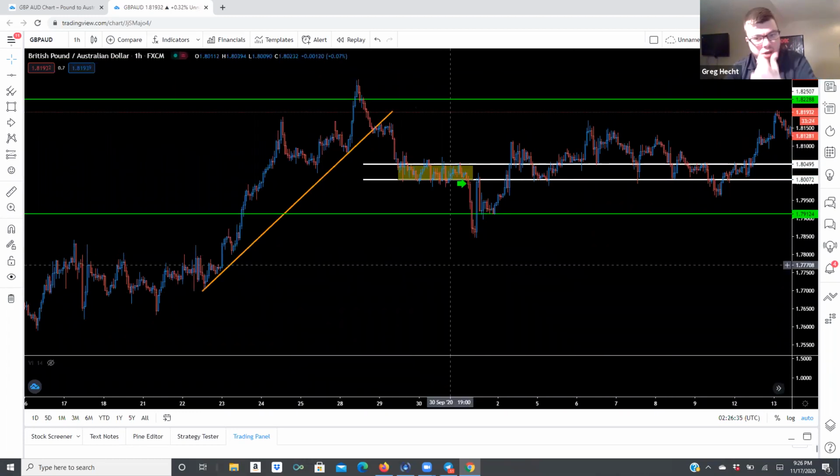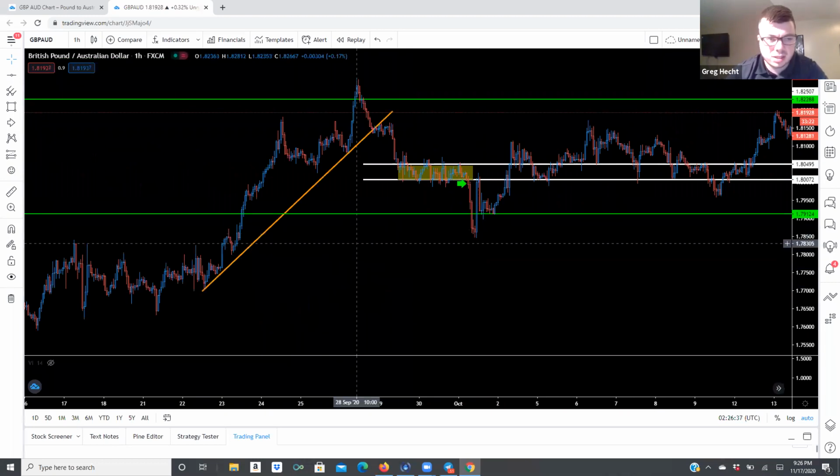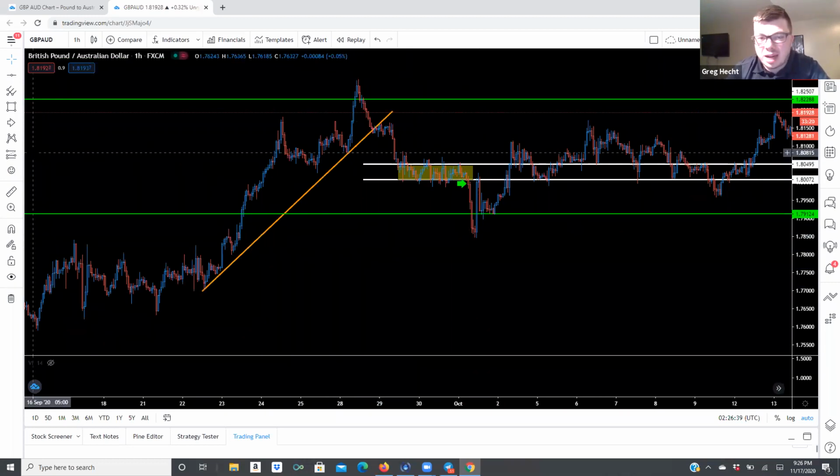Now, if you had another trade in, obviously it went past this. If it goes past your take profit, guys, it's a good thing. It's not a bad thing. Yes, you missed out on some pips, but guess what? It's not about how much money you make in the markets. It's about how much money you don't lose, right?